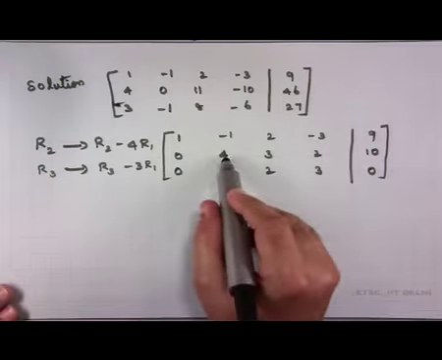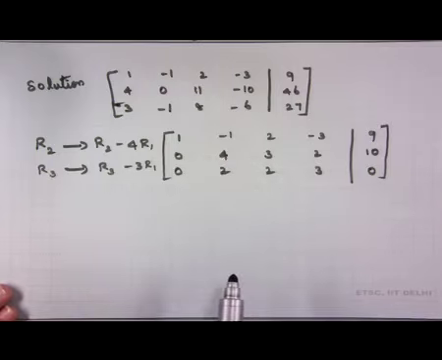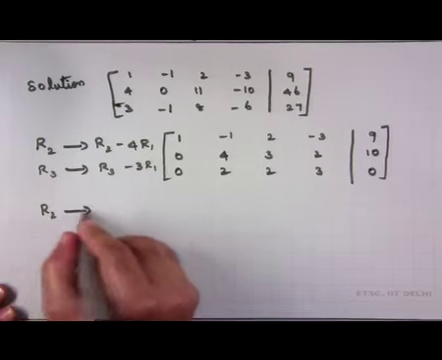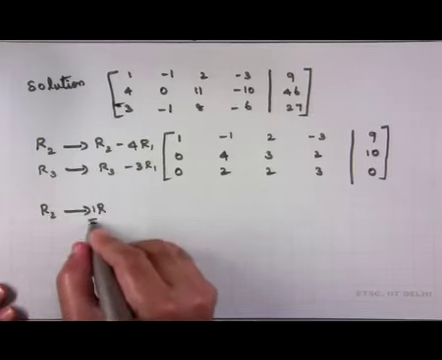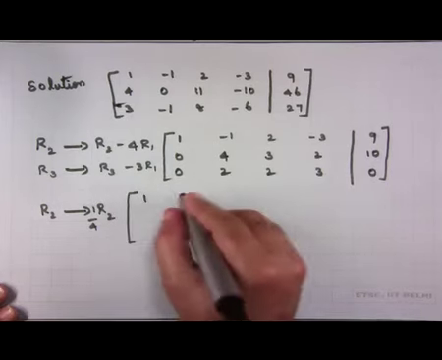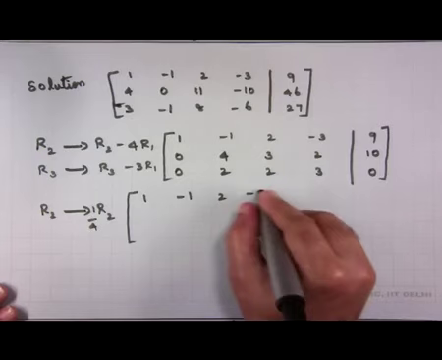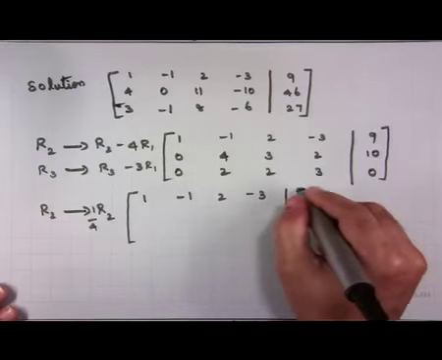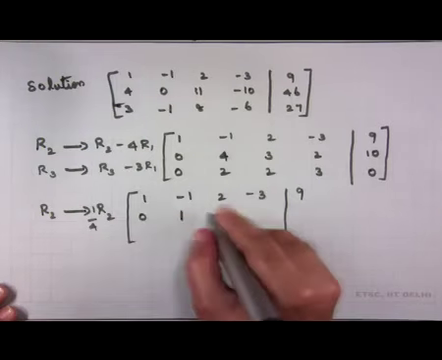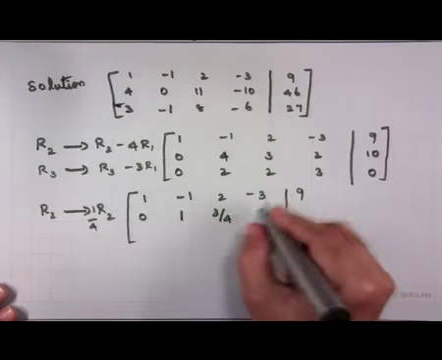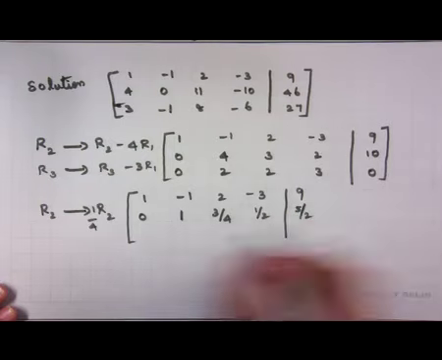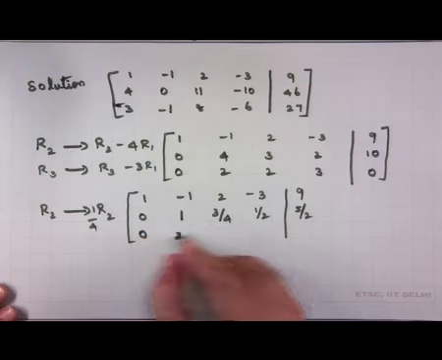I have 4, let us divide this by 4. R2 is replaced by 1 by 4 times R2. First row remains unchanged. Second row I am dividing it by 4: 0, 1, 3 by 4, half, 10 by 4, which is 5 by 2. Last row remains unchanged.